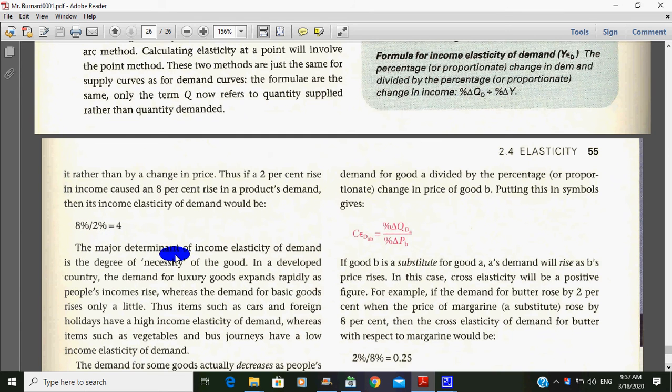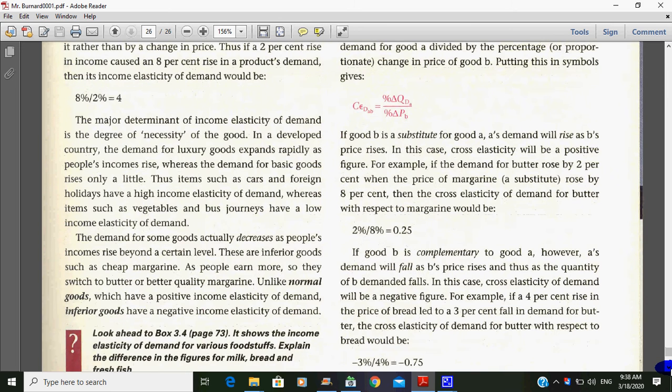The major determinant of income elasticity of demand is the degree of necessity of the good. In a developed country, the demand for luxury goods expands rapidly as people's incomes rise, whereas the demand for basic goods rises only a little. Thus, items such as cars and foreign holidays have a high income elasticity of demand, whereas items such as vegetables and bus journeys have a low income elasticity of demand.